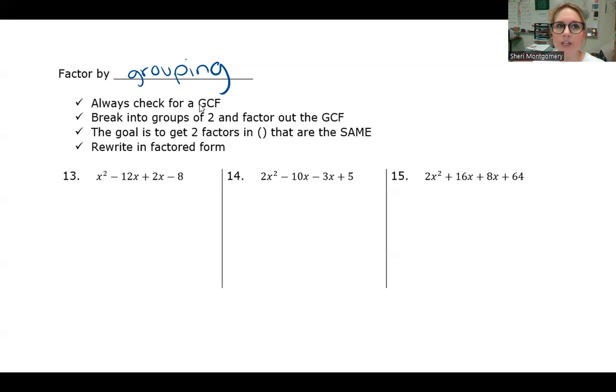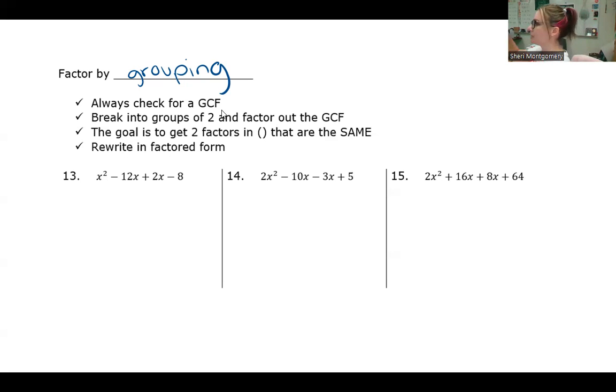Again, you always want to check for a GCF. That's especially if things aren't working out right. A lot of times you didn't factor out the GCF. The next thing that we're going to do is break into two groups and factor out the GCF. I know that sounds redundant. You'll just have to see how these problems work. The goal is to get two factors in parentheses that are the same. That's our goal. And so that's why we did that one problem at the top that said negative. Sometimes you can get the things in parentheses and they're almost the same, but they don't have the same signs. So sometimes you have to factor out a negative to make them the same. And then last, we will rewrite in factored form.